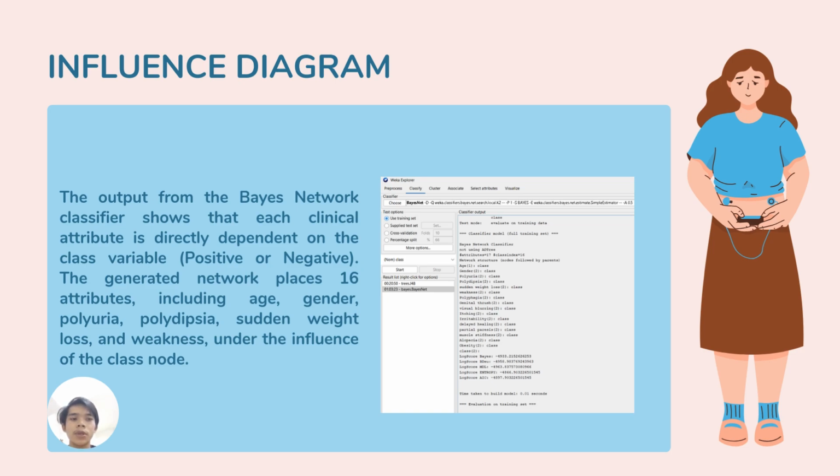These factors are placed under the influence of the class node, showing how their patterns help the system decide whether a person is at positive or negative risk of diabetes. This structure allows the Bayesian network to calculate probabilities based on how these attributes behave in real data. By learning from training data, the model can estimate how likely a person is to belong to each risk category.